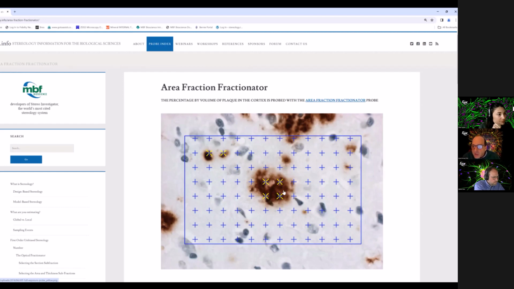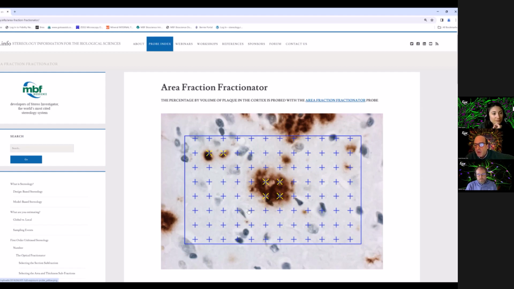But now this gets a little bit different than the optical fractionator. The optical fractionator is a 3D volume where we're focusing up and down, finding the tops of cells. This is a 2D counting frame. And our job here is to put one type of marker, in this case over plaque, a yellow X, and another type of marker where there's no plaque. And it takes the number of markers on plaque and divides by the total number of markers. That gives you an estimate of percent by volume.